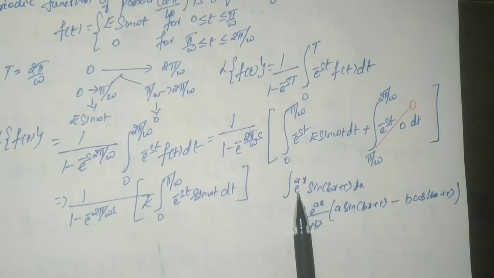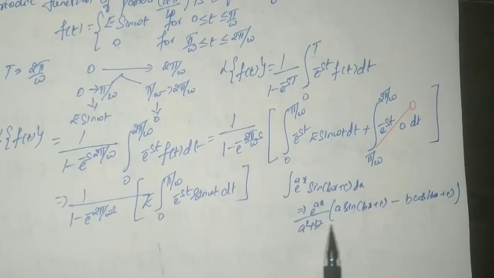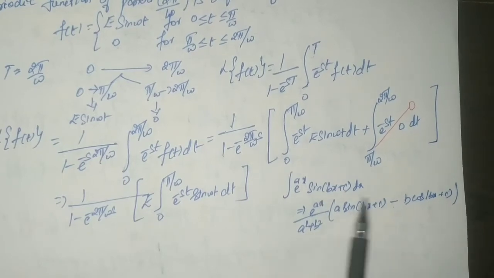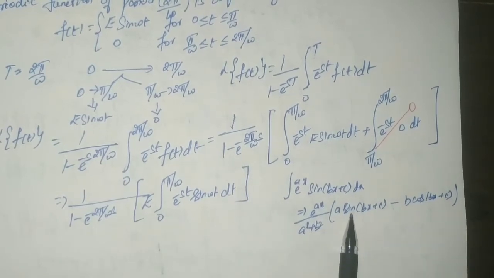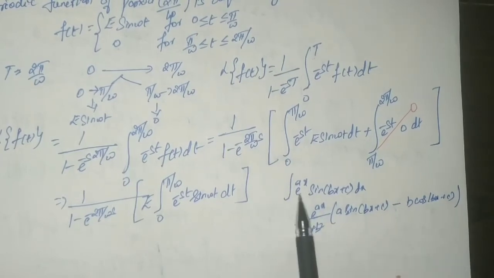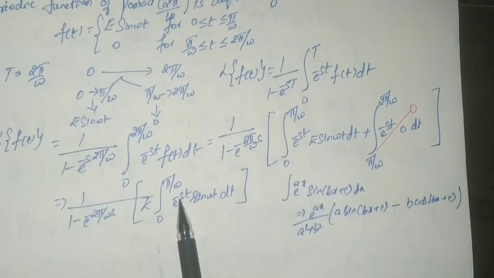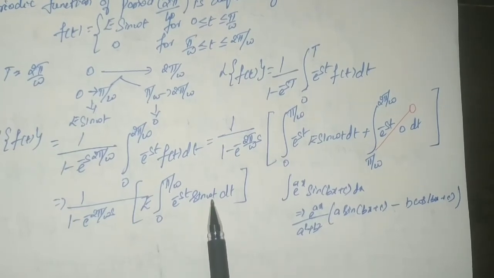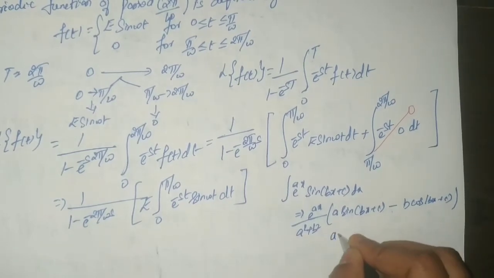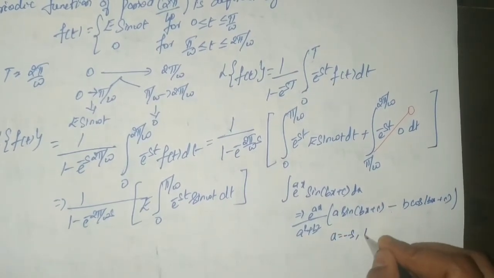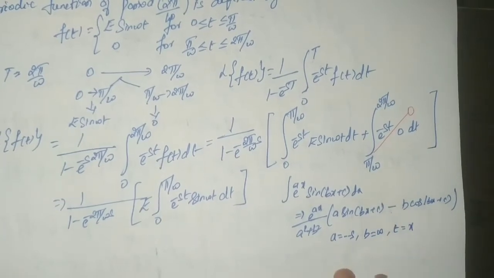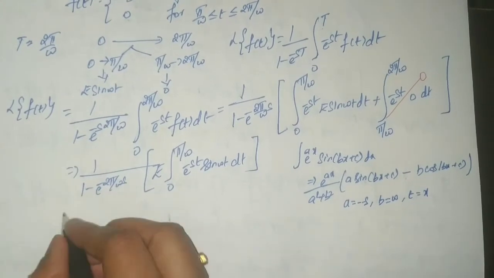So in that case we need to remember this: e power ax by a square plus b square, a sine bx plus c. When sine comes you will have negative, cos comes you will have positive. Here cos comes and here sine comes with positive sign. So instead of a I have minus s, instead of b I have omega, instead of x we have t. Carefully you need to substitute here.